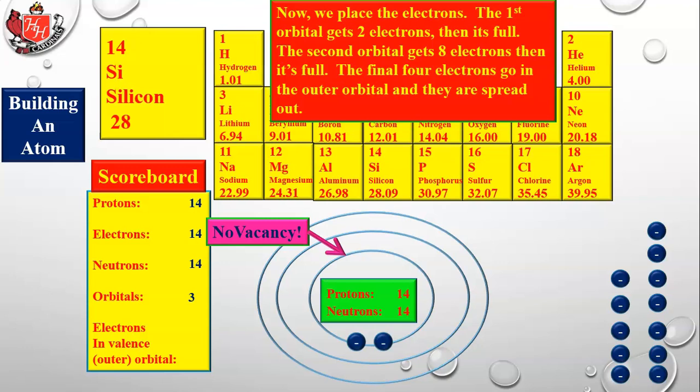So now we go down to the second row that starts with lithium, Li, and we start placing the electrons. And I want you to watch how I place them. The first one goes there. Now the second one is not going to go right next to it.